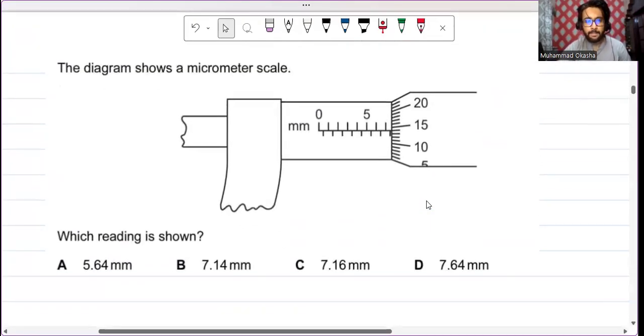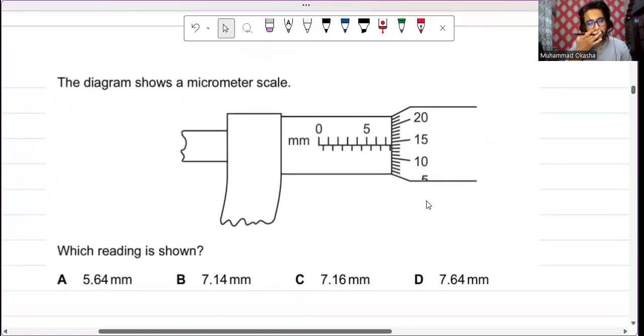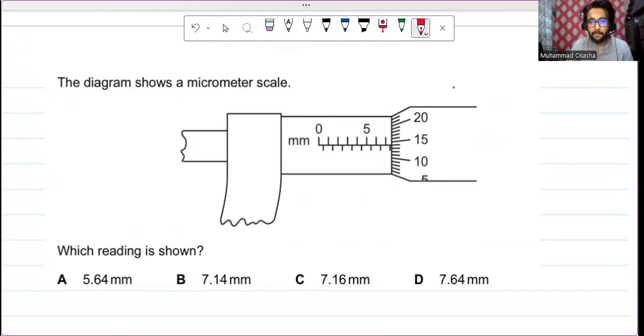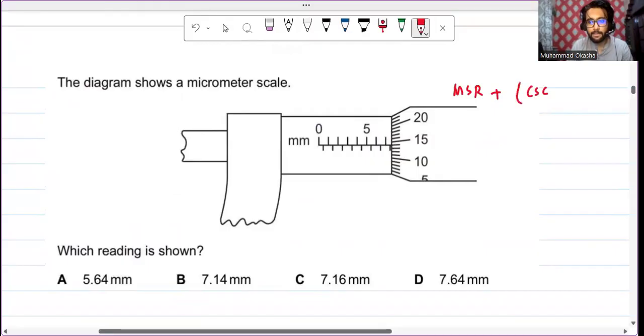Okay. This shows the micrometer scale. So how do we measure? How do we work out the reading? We take the main scale reading and we add the circular scale reading. CSR means circular scale reading. We multiply it by 0.01.